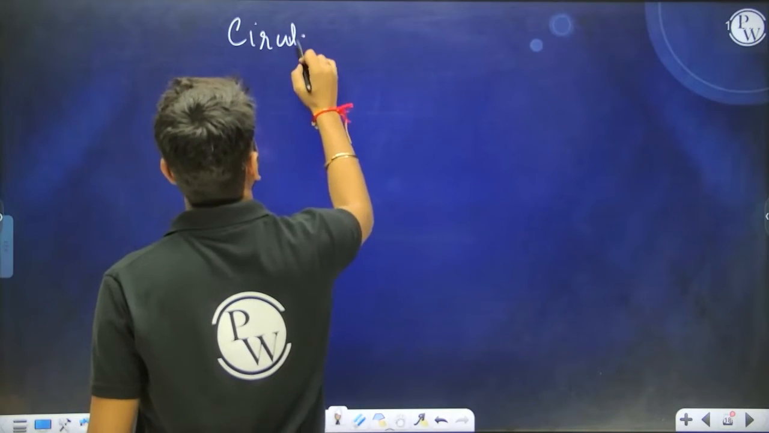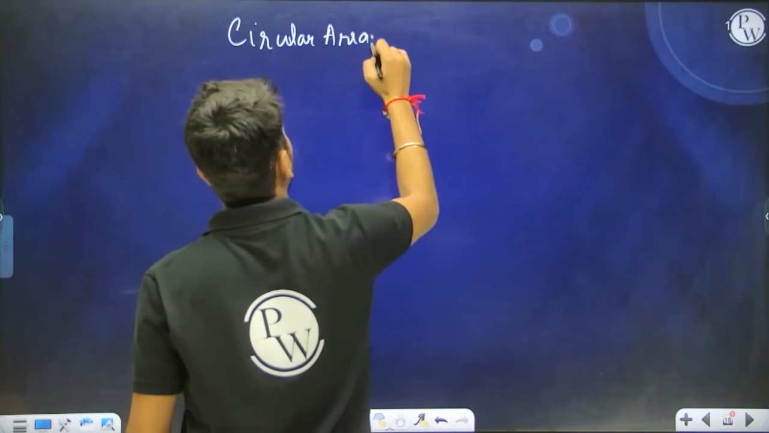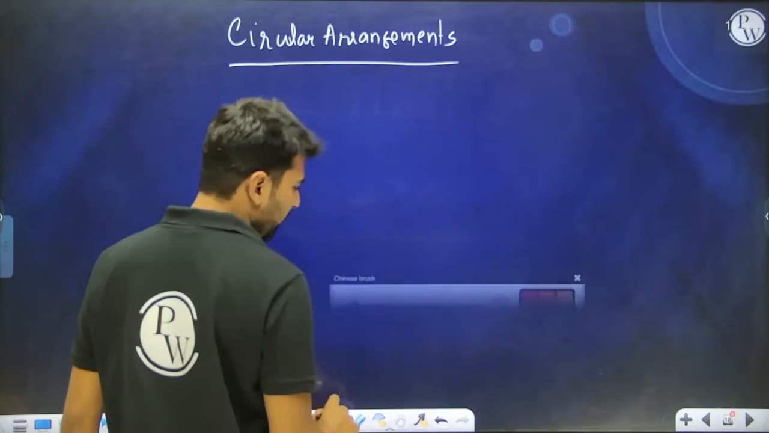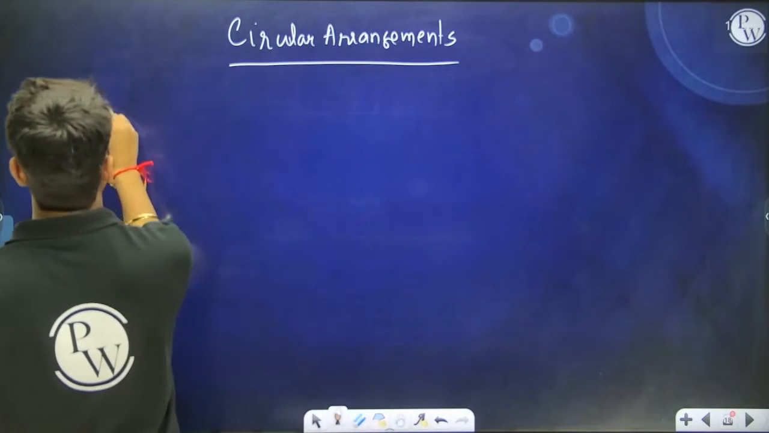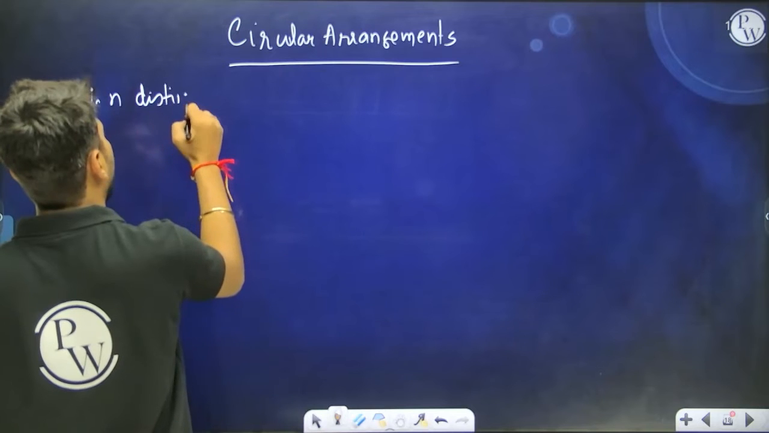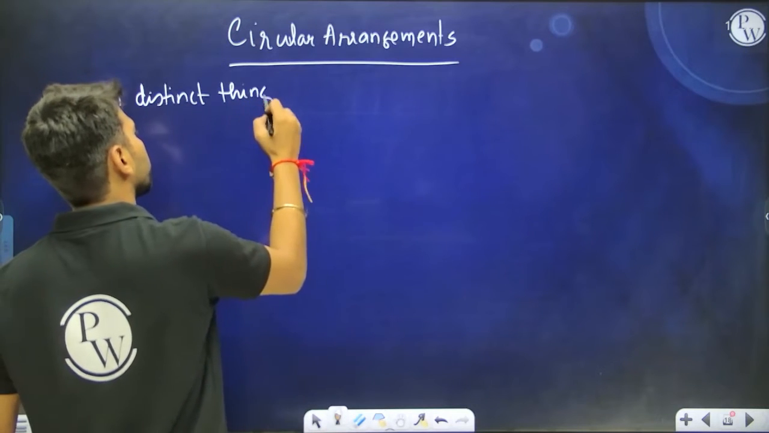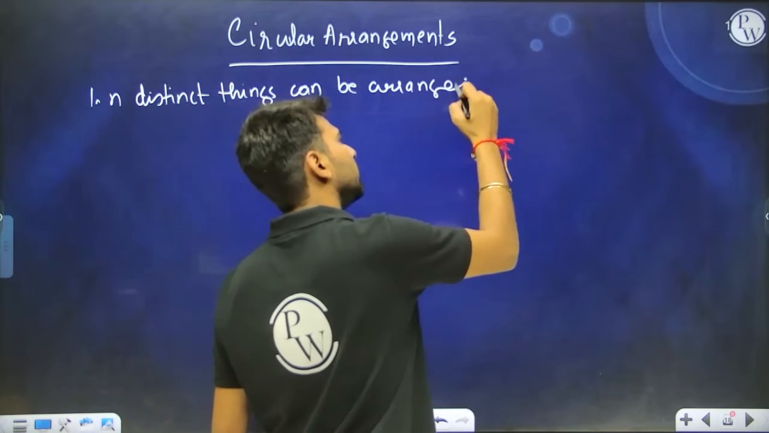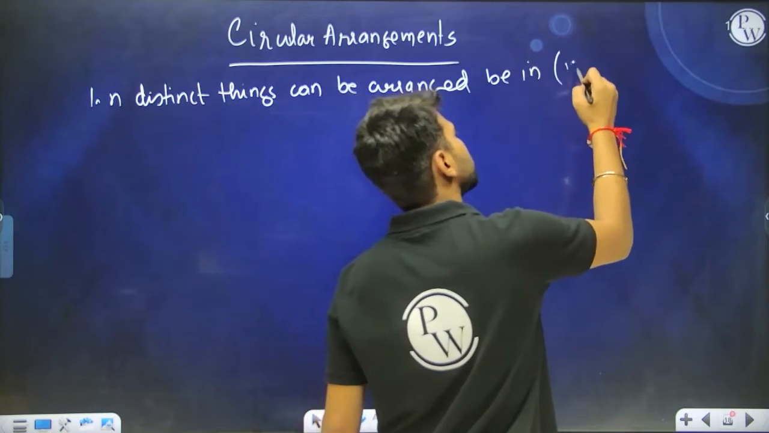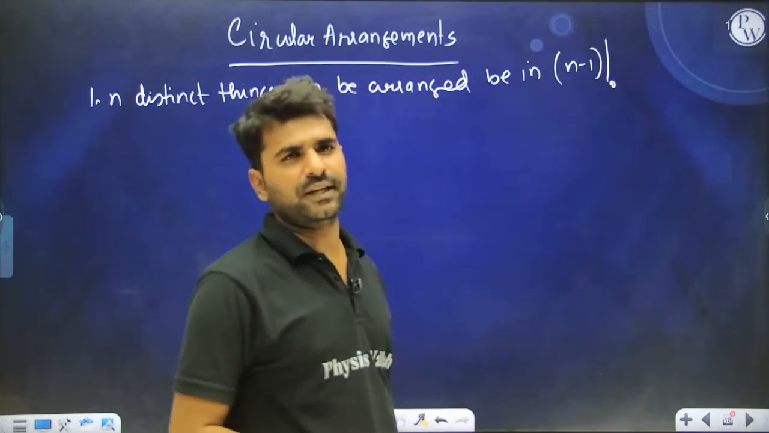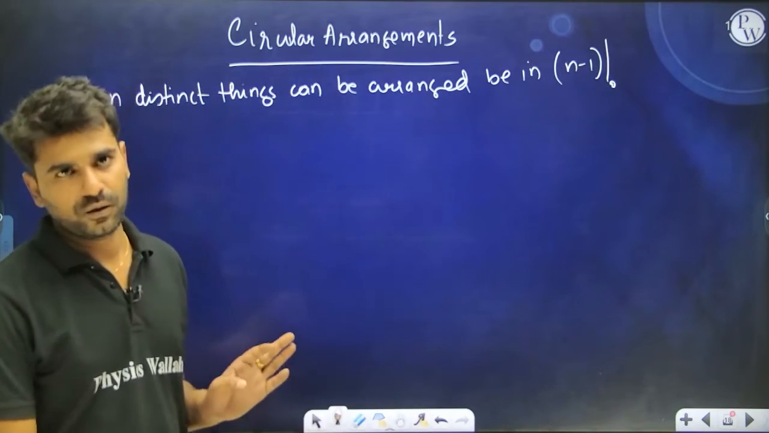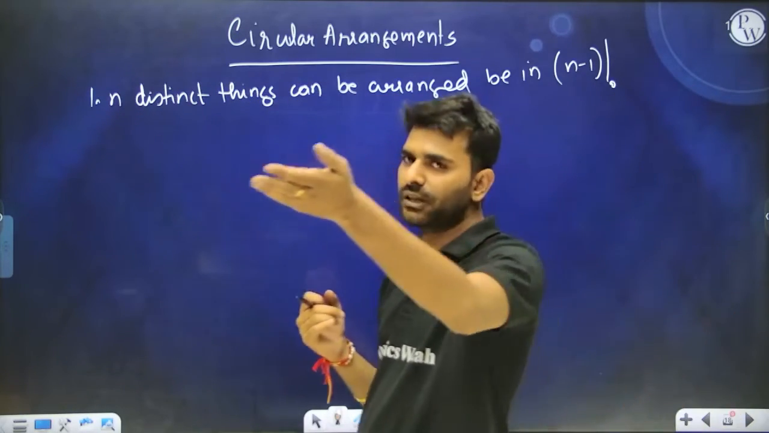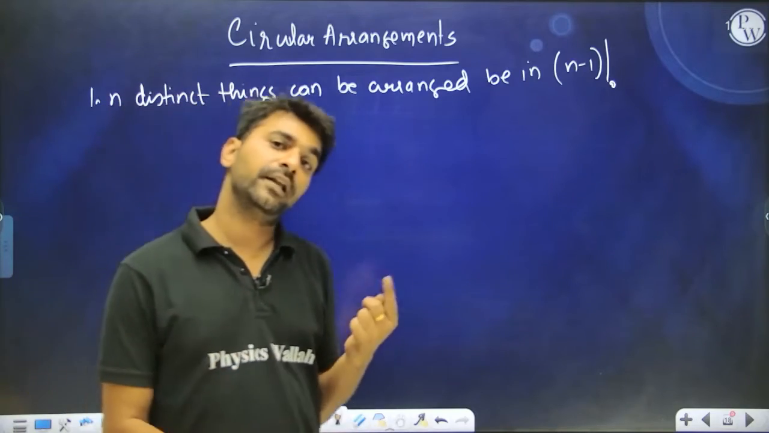We have seen that in a row, if n people are to be arranged, then that can be done in n factorial ways. But in circular arrangements, n distinct things can be arranged in n minus 1 factorial ways. Why? Because a circle does not start from anywhere, that's why. Okay, let's say I have given you five people and I have told you to arrange them on a round table. So that can be done in 5 minus 1 factorial.